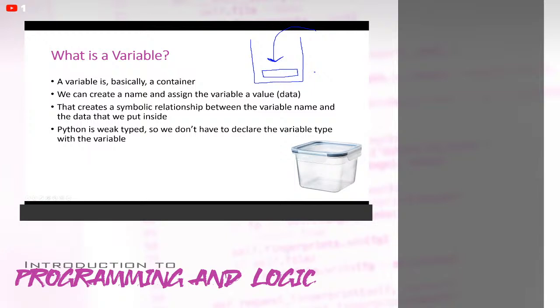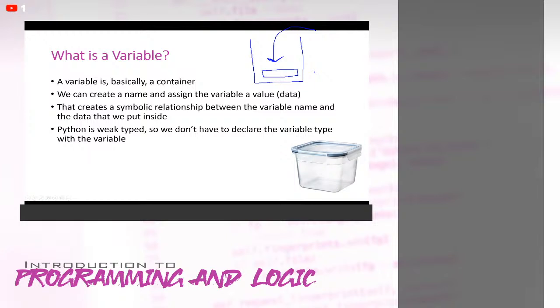Python, on the other hand, is weak typed, which means once we create this variable, once we establish this container, put a name on it, and put some data into it, we can put any kind of data into a variable that we want to. And our Python interpreter is smart enough to understand the variable type that we put in there without having to declare a variable data type, or a data type for our variable.